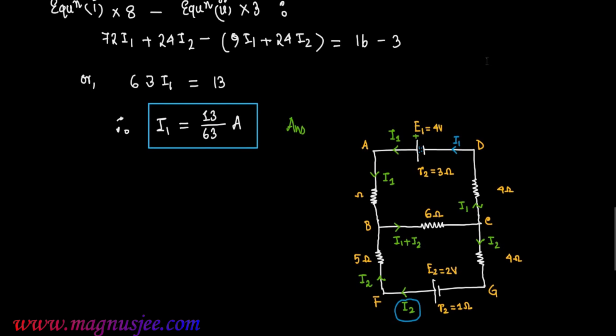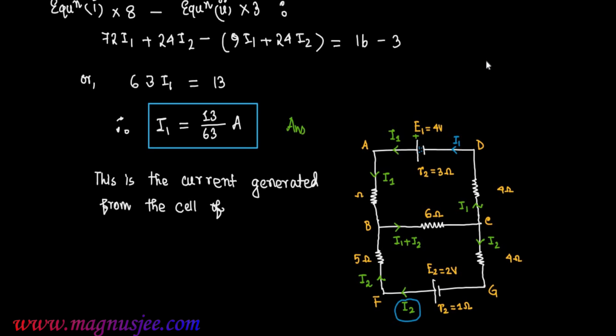So this is the electric current generated from the electric cell of EMF E1, which is equal to 4 volt. This is the current generated from the first electric cell of EMF E1 equal to 4 volt. Similarly, we can find the value of the other current I2.